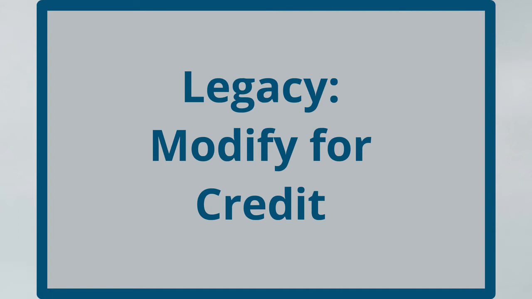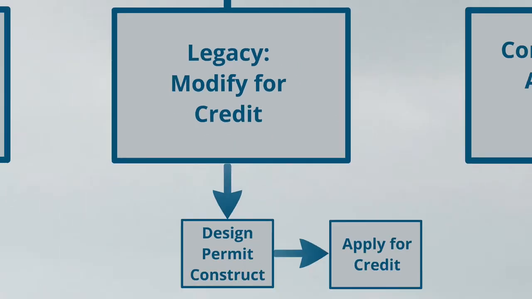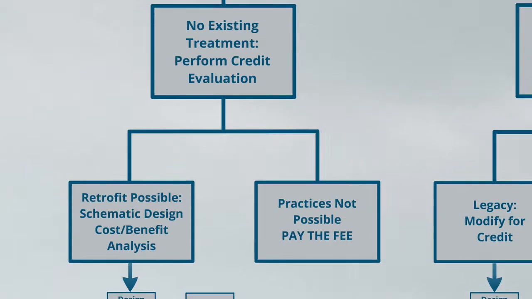If it's a legacy, then you need, in most cases, to modify it for credits. Some municipalities do allow for minor credits, but most of the time you're going to have to modify it. To modify it, you're going to have to go through a design, a permitting process, and then you're actually going to construct it. Once you construct it, you can apply for the credit.